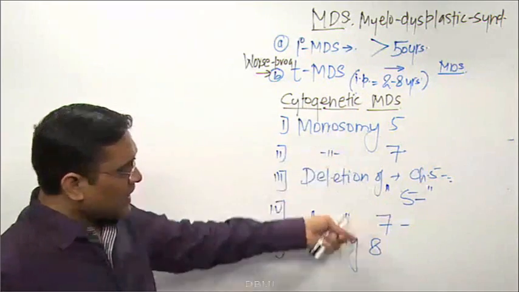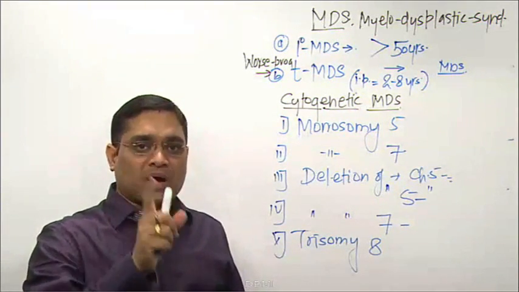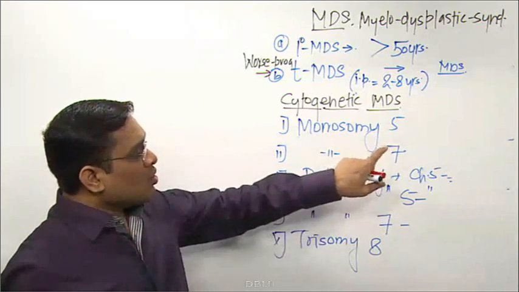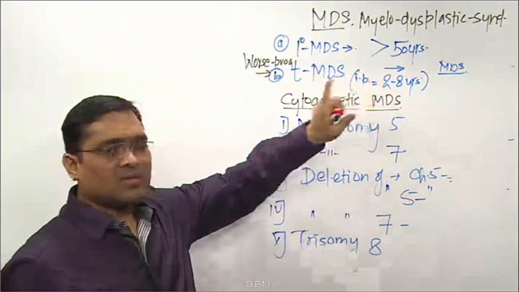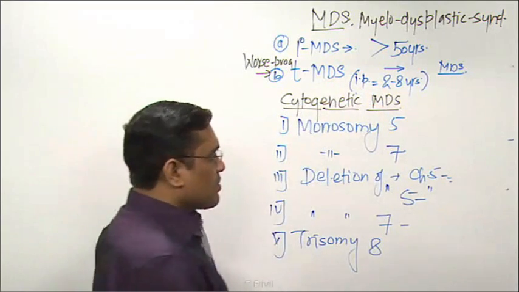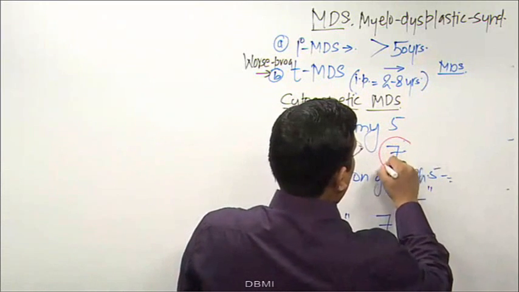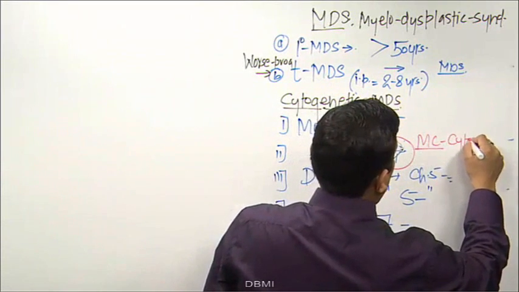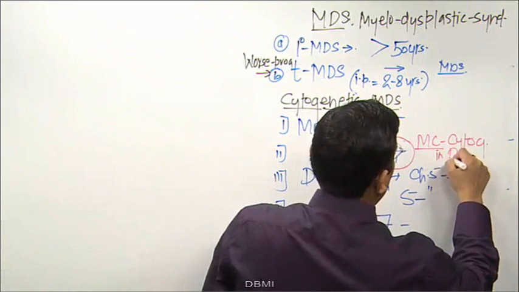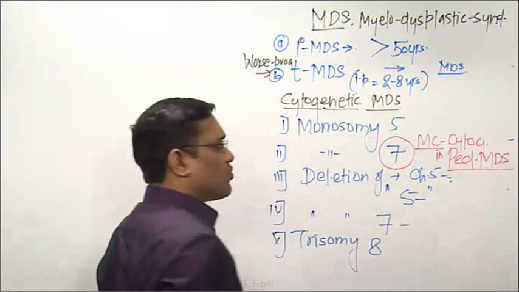So here in this case, the question is which is most common in pediatric age group? Number 1. So remember, monosomy 7 is the most common cytogenetic change in pediatric MDS. So remember this point, monosomy 7 is the most common cytogenetic change in pediatric myelodysplastic syndrome. So this is 1 point.